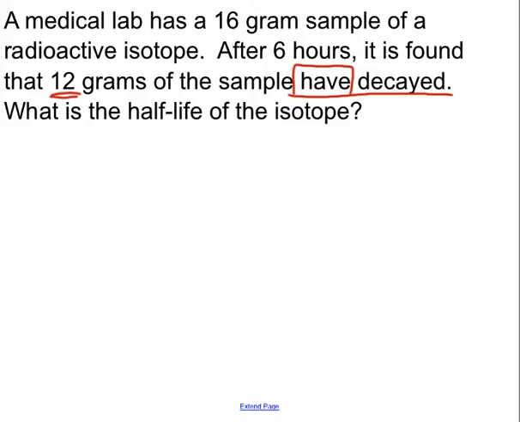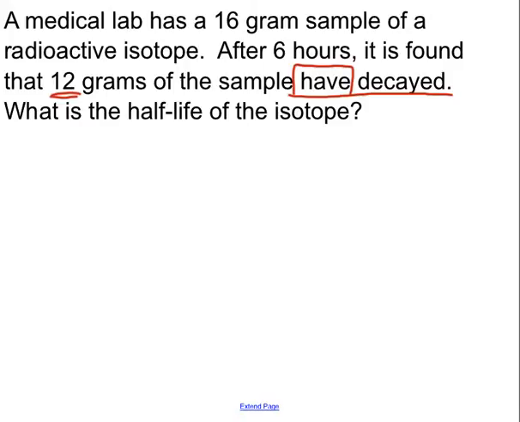If you read it too fast, and you shouldn't have done that because you're way too smart for that, you might want to go, wait, I can't cut 16 grams in half and get to 12. But that's not what you have to do. So that's some good news. Don't do that. I shouldn't have even said that because it's the wrong thing. It says 12 grams of the sample have decayed. So how much is left?